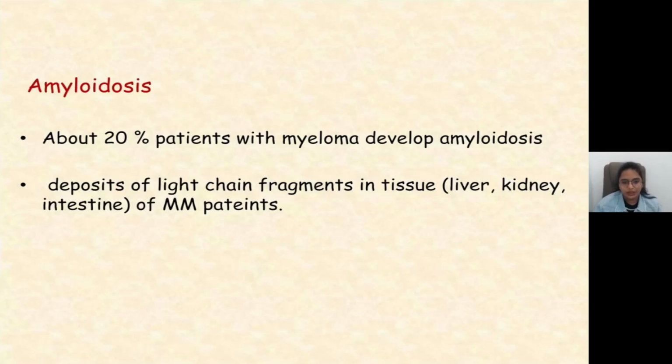Amyloidosis is really rare. About 20% of patients with myeloma develop amyloidosis. So light chains are deposited in tissues like the liver, kidney, and intestine of patients. Multiple myeloma, right?